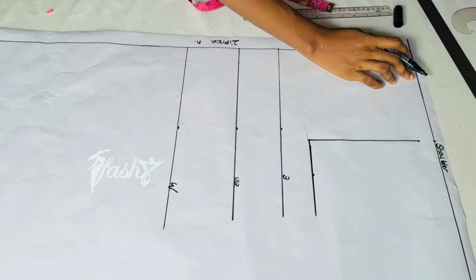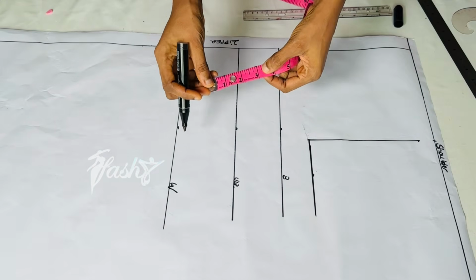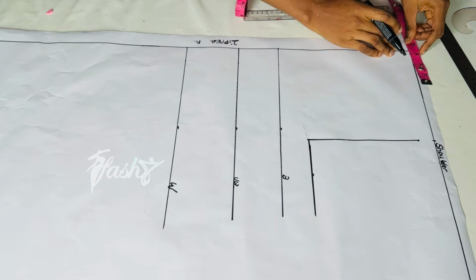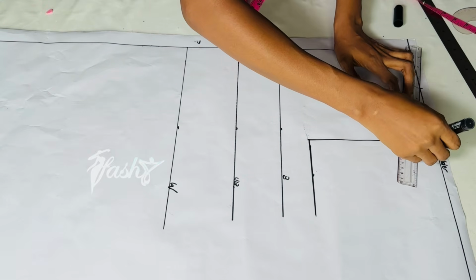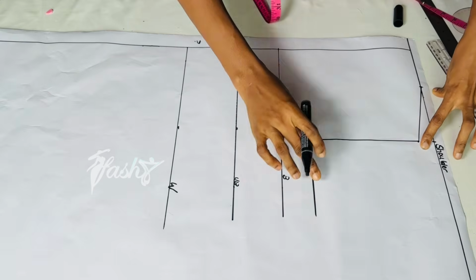But first, let us take our neckline. I'm using 3.3 for my neckline. If you've been following us, you know why I use 3.3. I divided my bust measurements by 16 and I added 1 inch. That gave me my neck width.